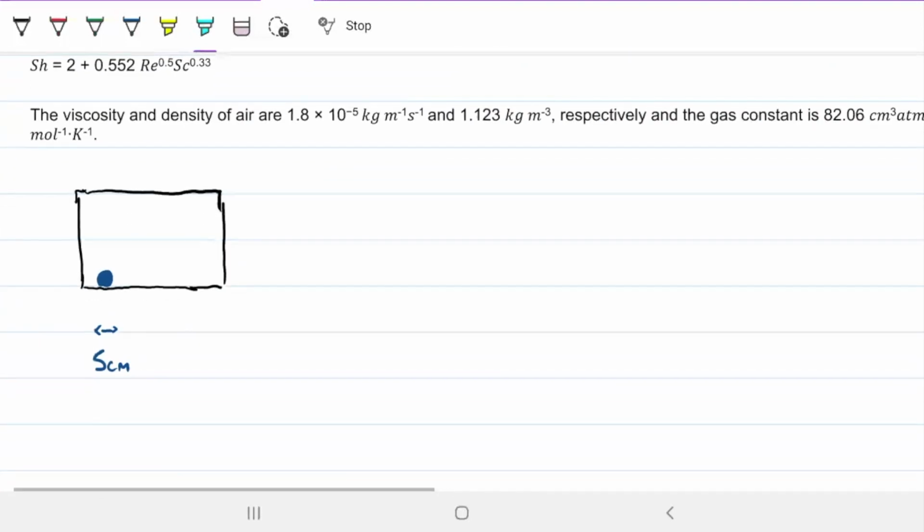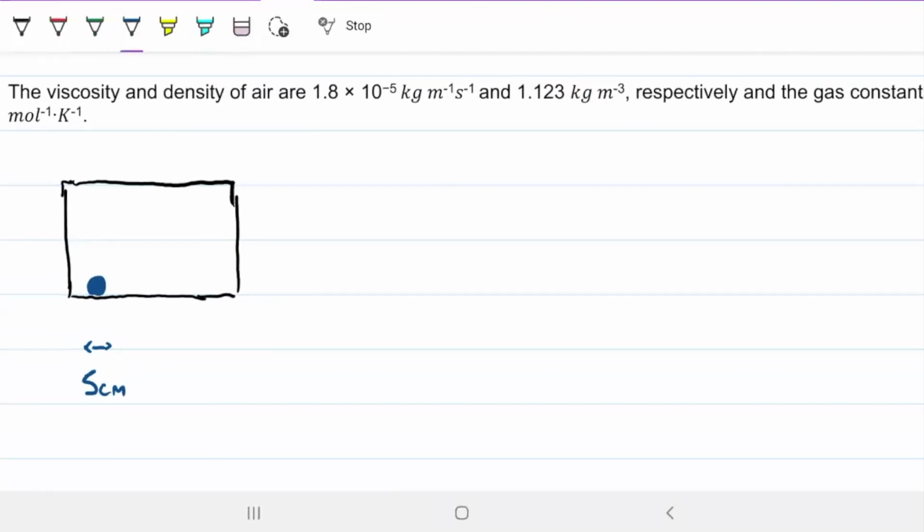So we have the naphthalene ball here in this corner, and the vapor pressure here is 0.15 atmospheres. And elsewhere, where we don't have the ball, we don't have any concentration. Over here we only have air, no naphthalene, at least in the beginning. So the vapor pressure of naphthalene here is 0 atmospheres. There's zero naphthalene anywhere else that is not the ball.